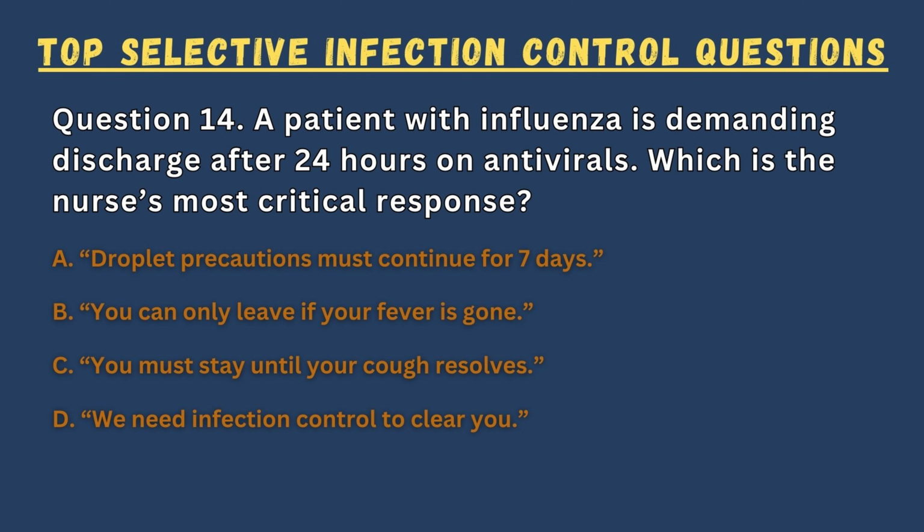Question 14. A patient with influenza is demanding discharge after 24 hours on antivirals. Which is the nurse's most critical response? A. Droplet precautions must continue for 7 days. B. You can only leave if your fever is gone. C. You must stay until your cough resolves. D. We need infection control to clear you.